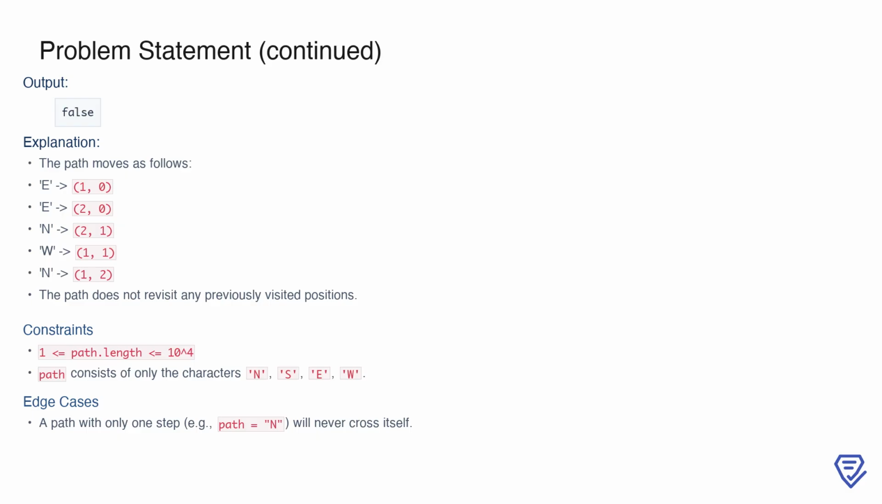In the third example, the input is path equals ENWN. The movements proceed as follows: E moves to (1, 0), another E moves to (2, 0), N moves to (2, 1), W moves to (1, 1), and the last N moves to (1, 2). Throughout this path, each position visited is unique, and no position is revisited. Thus, the output is false, as the path does not cross itself. This example demonstrates a more complex path without any crossings.